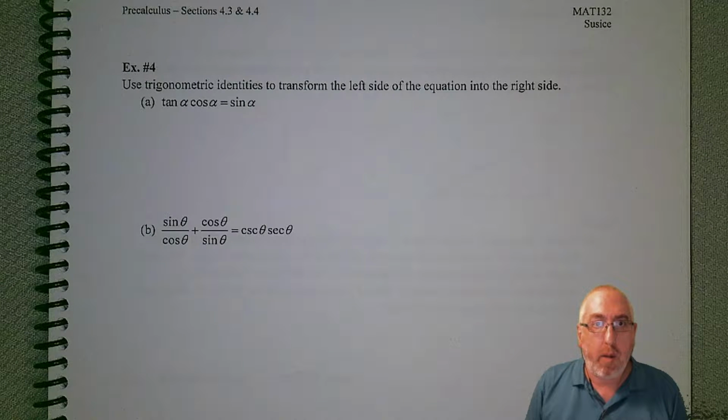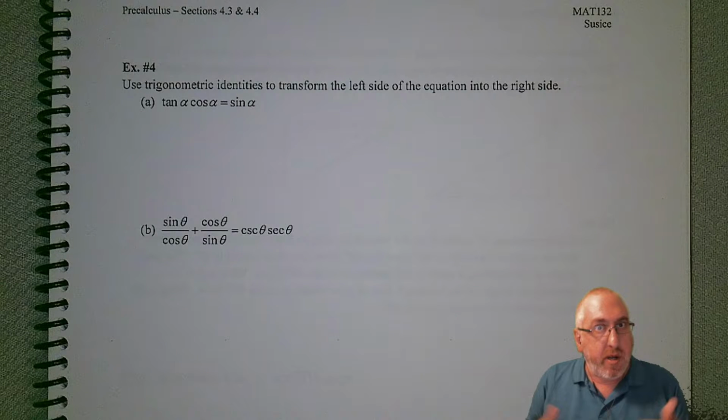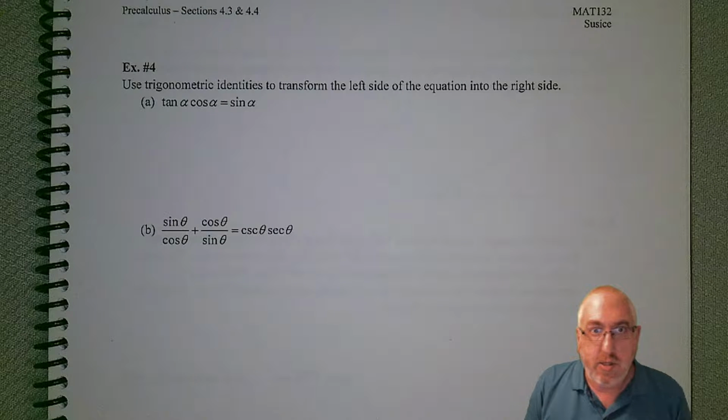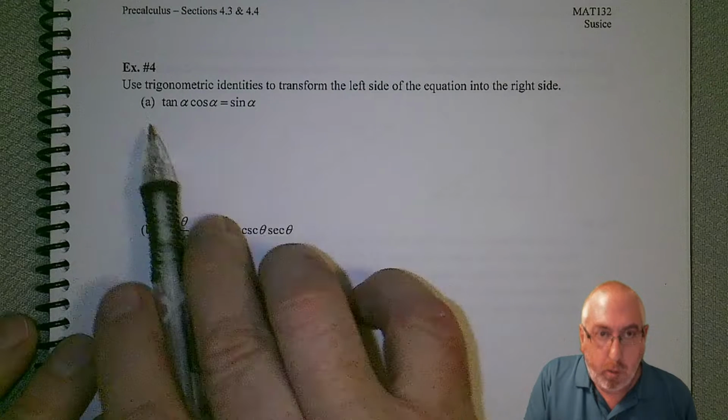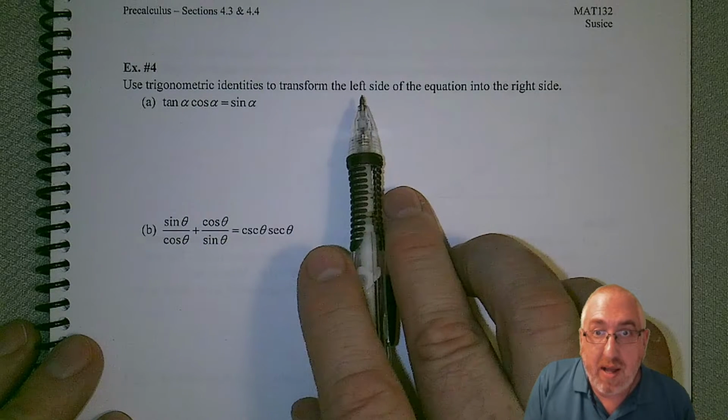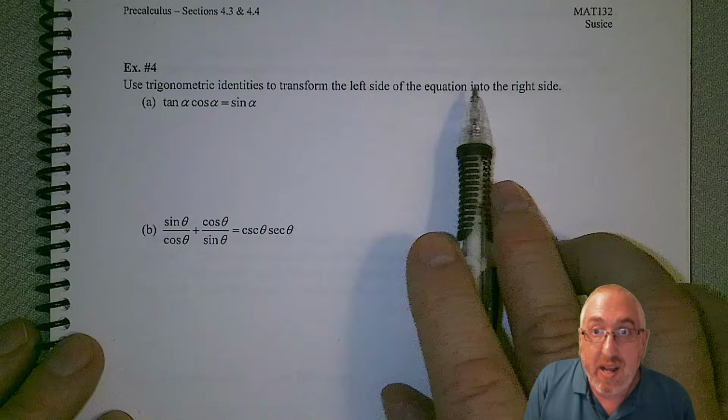All right, welcome back. So we're going to keep continuing with these trig identities and how we can use those to answer questions. So let's try this next one. So we want to use the trigonometric identities to transform the left side of the equation into the right side.